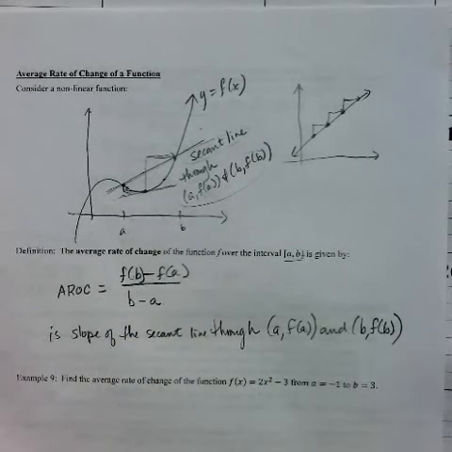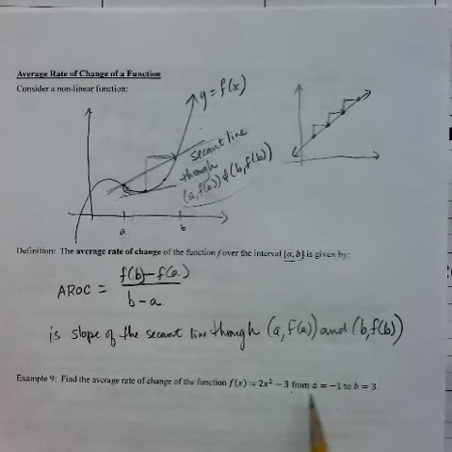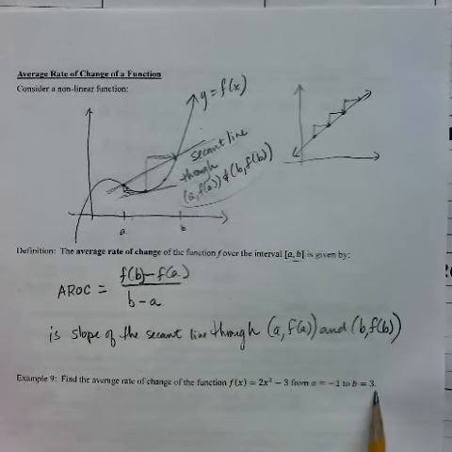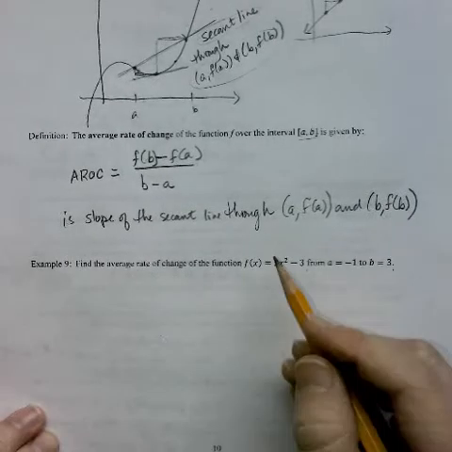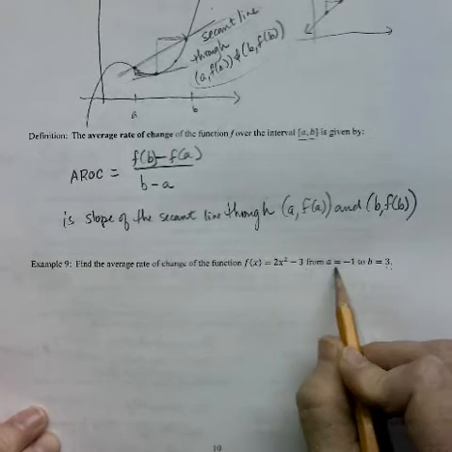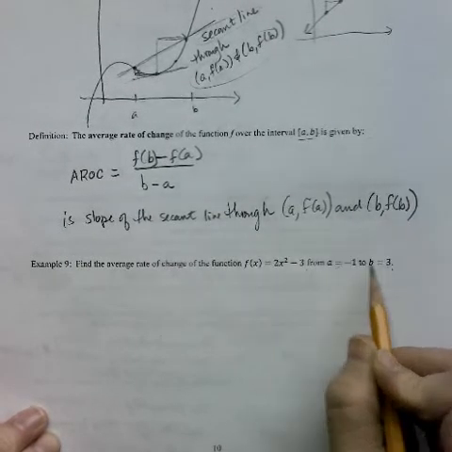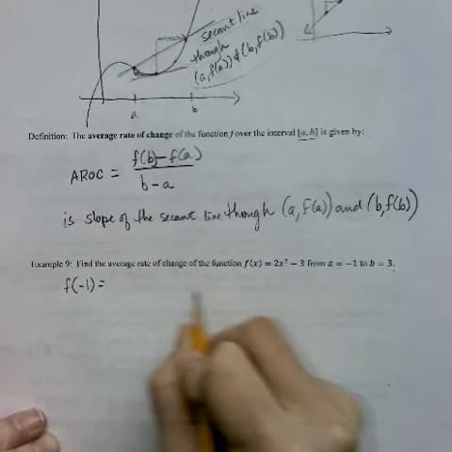Okay, so let's go ahead. We're just going to do a straightforward problem. Find the average rate of change of the function f at x is 2x squared minus 3 from a equals -1 to b equals 3. All right, so the first thing, you've got your interval from a to b. a is -1, b is 3. And then you need the function values, so that you need the y-coordinates, basically. So f at -1, just plug it into f to find that.